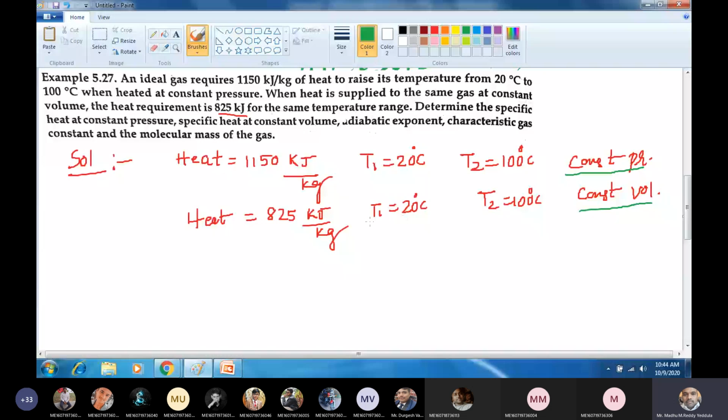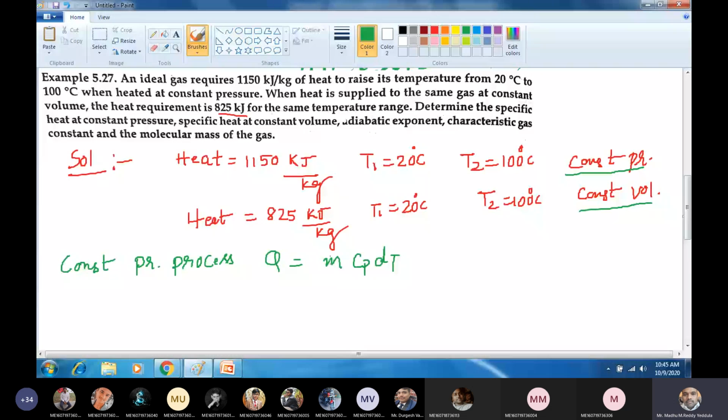Now tell me, during the constant pressure process, what is Q? For a constant pressure process, Q is equal to m Cp dT, right?